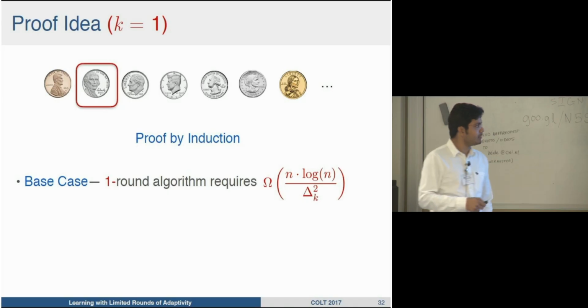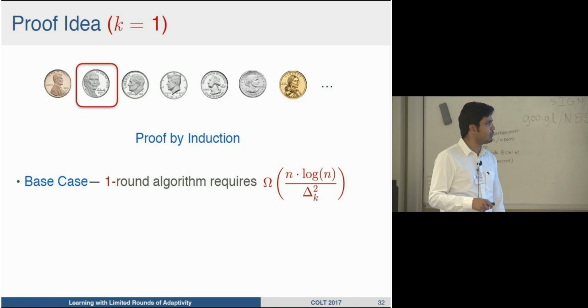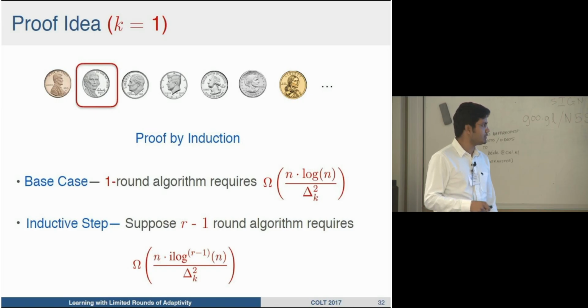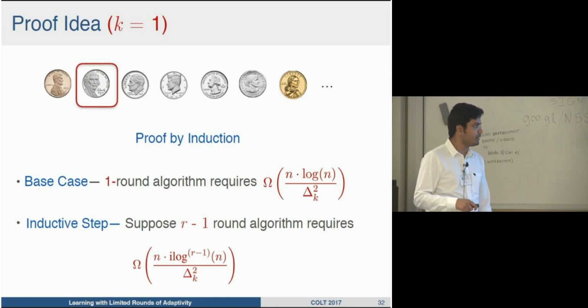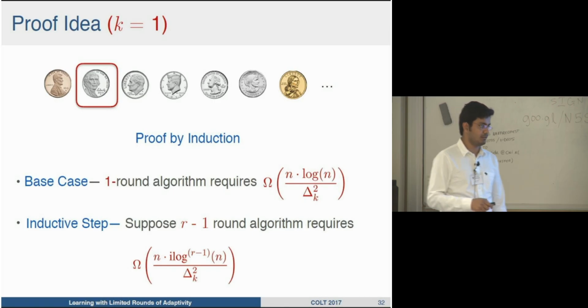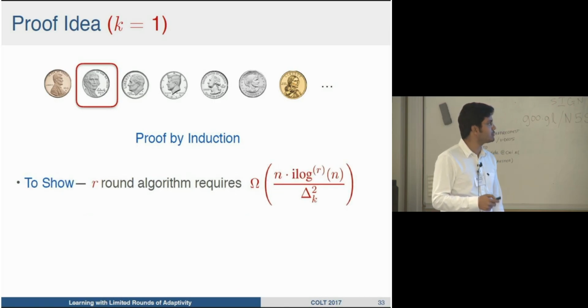So the proof is by induction. We show the base case for one round algorithm. The induction is on R. So we show using information theoretic arguments that a one round algorithm requires this much query complexity. And as an induction hypothesis, we assume that any R minus 1 round algorithm requires this much query complexity. Okay. Now the natural thing to do is to show that any R round algorithm requires this much query complexity.